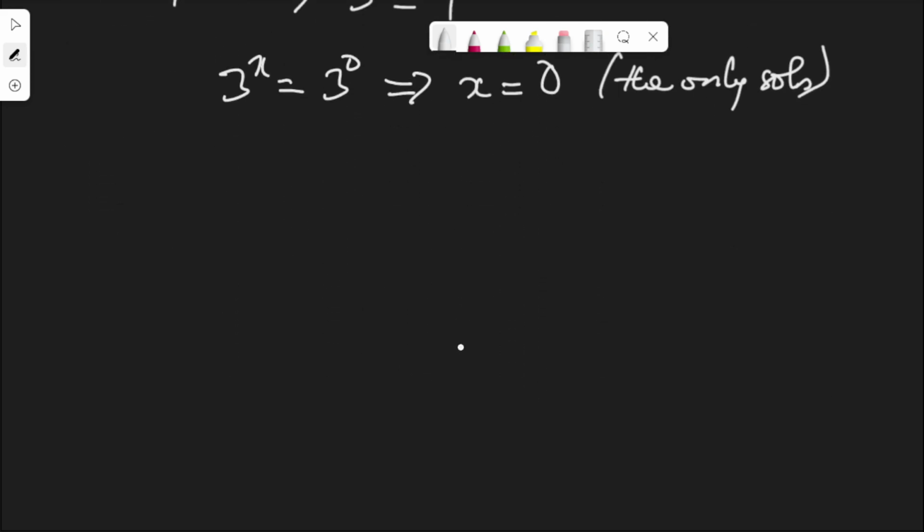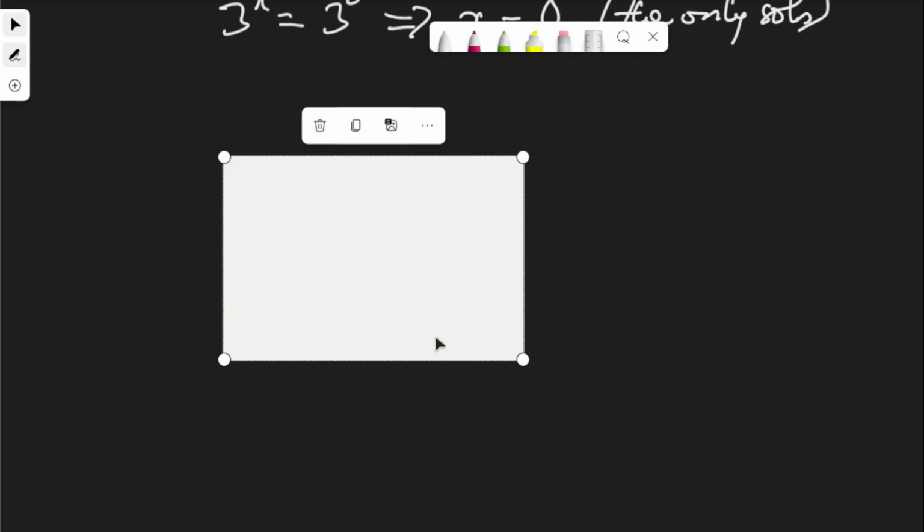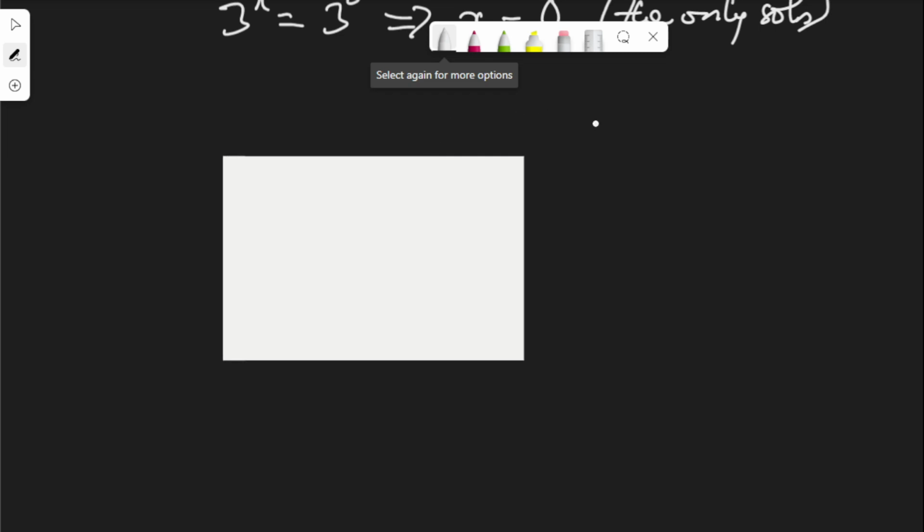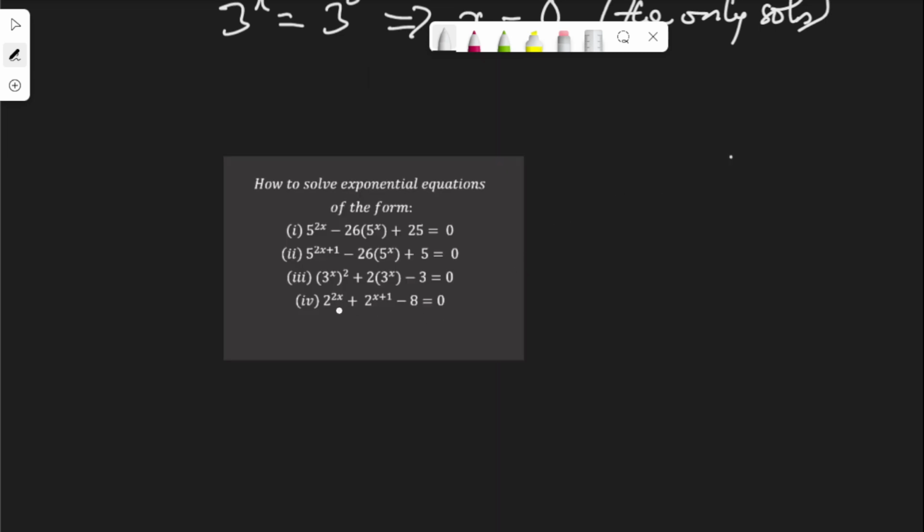And lastly, I think I still have one more question there. Question 4. Let's do that one. Question 4 is 2 to the power of 2x plus 2 to the power of x plus 1 minus 8 equal to 0.